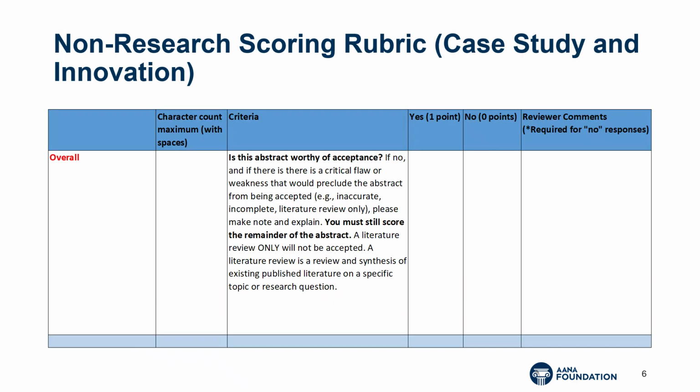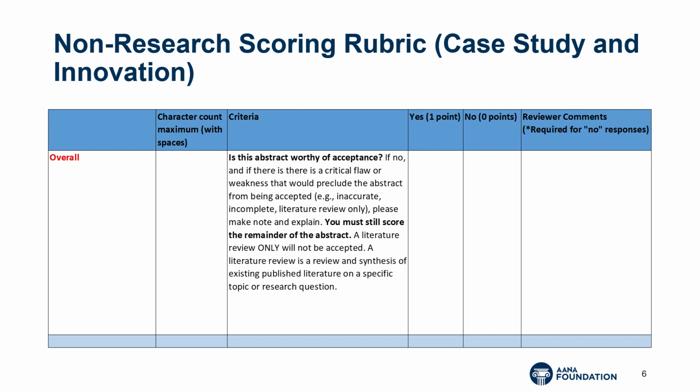Now we will review the rubric that reviewers will use to score each abstract. If you look at the rubric moving left to right, you will see that the rubric is divided into sections. Each section has a column that indicates the allotted character or word count. The next column explains the criteria. And in the last three columns, the reviewer would indicate yes, which would score 1 point if the criteria was met, or no, which would score 0 points if the criteria was not met.